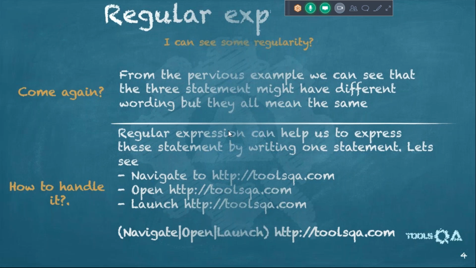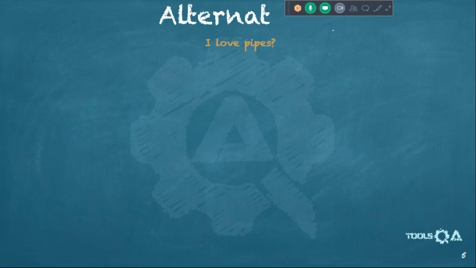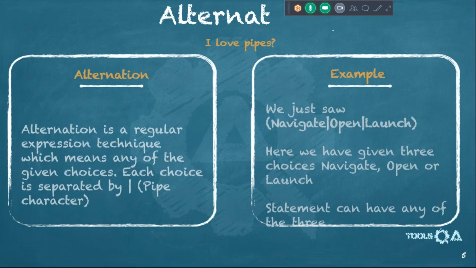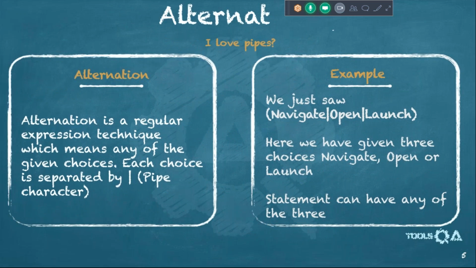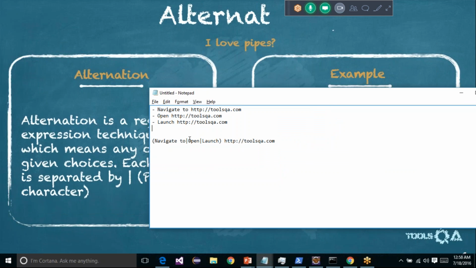Let's see what we have in the next slide. In the next slide, we are talking about alternation. Now, if you go by the definition of alternation, alternation is a regular expression technique, which means any of the given choices. Each choice is separated by a pipe character. This is exactly what we did. It means any of the choices that you have given, and all the choices are separated by a pipe.